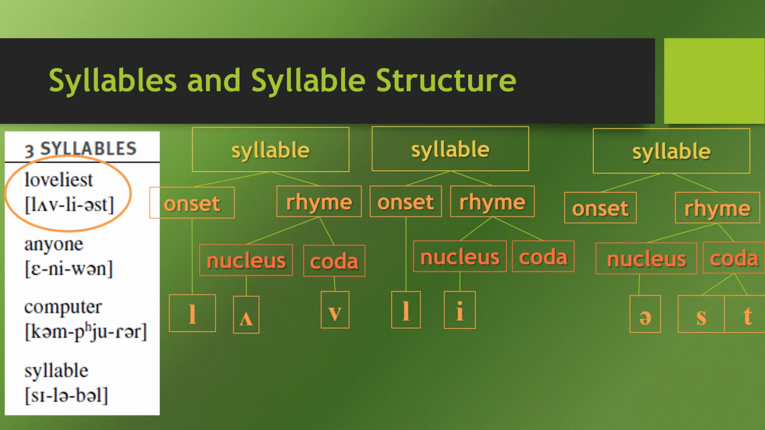Our next example is a three-syllable word, loveliest. In the first syllable, we have an onset l, the nucleus, the wedge, and then the coda is v. In the second syllable, the onset is l, and the nucleus is the long E, and it has no coda. In the third syllable, it has no onset. It has a nucleus, the schwa sound, and then the phonemes s, t are the coda.